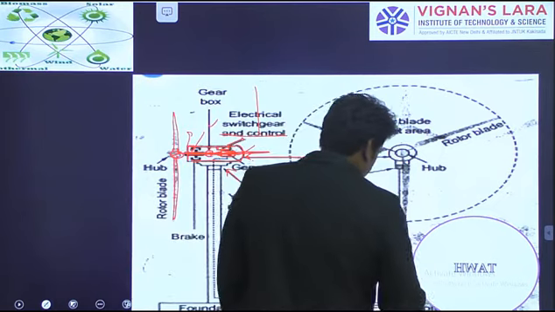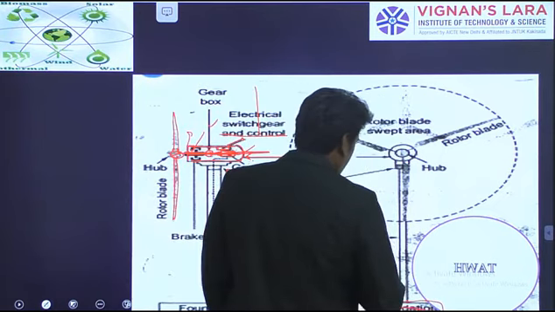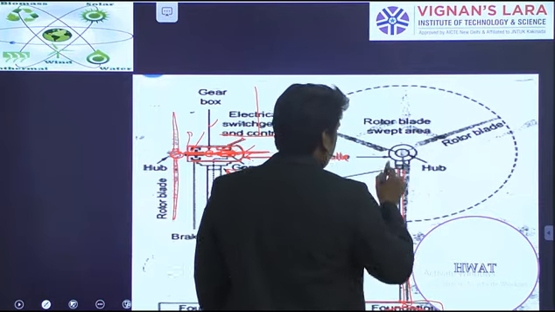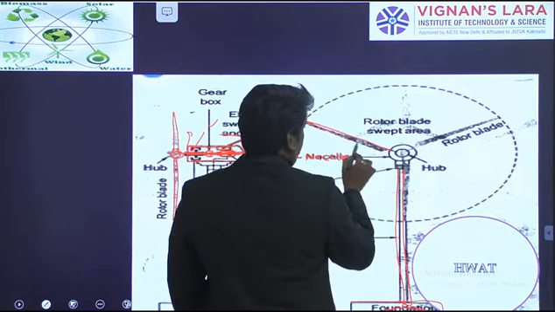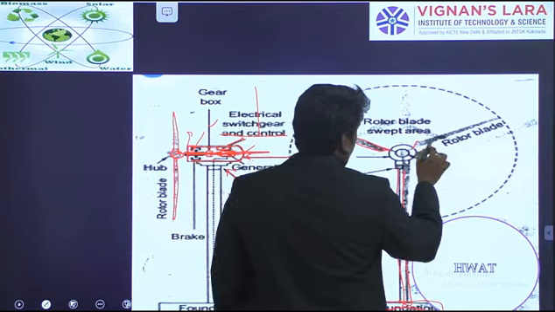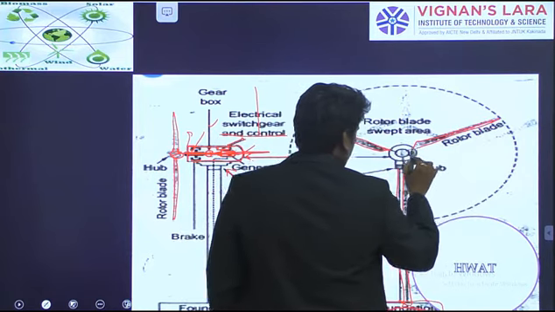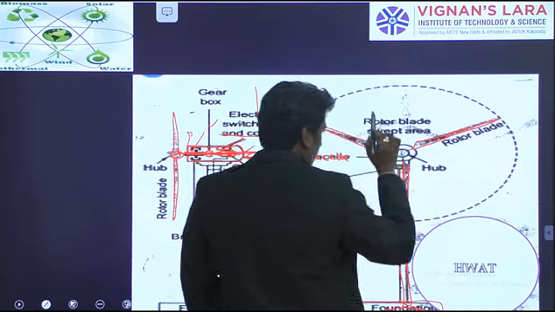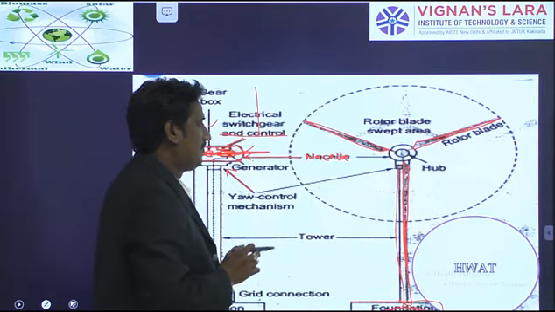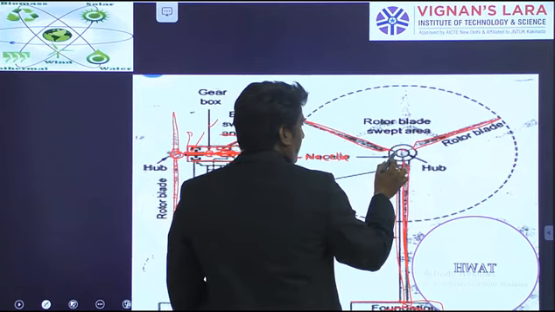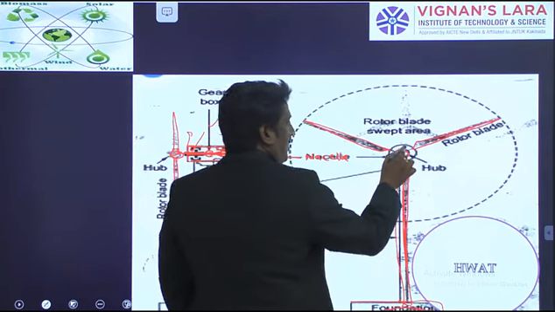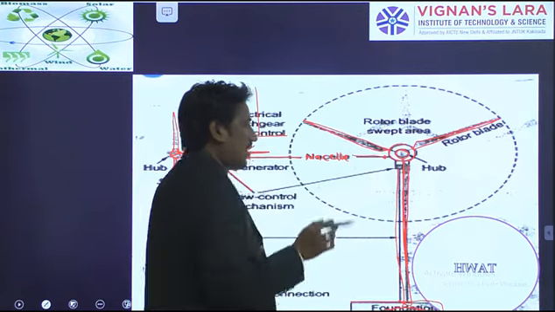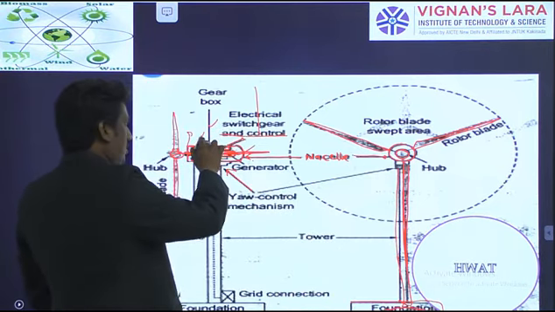Here is some foundation. On that, some supporting structure is used. You will have a 3-blade rotor, like this, with three blades. The central point of all the blades you can call the hub, and this will be called the nacelle. After the hub we will have the gearbox.